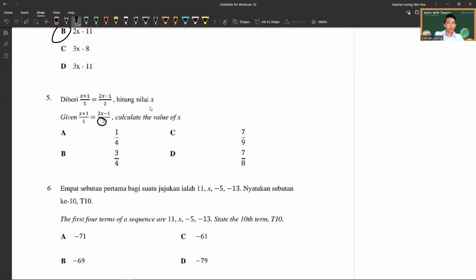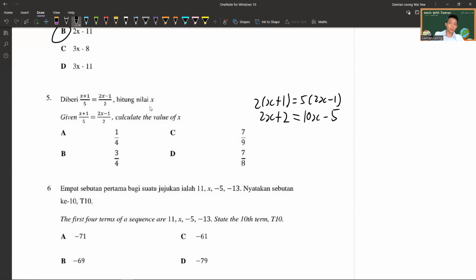So bring over this 2, divide becomes times. Bring over this 5, divide becomes times. So it will be 2 times x plus 1 equals 5 times 2x minus 1. Expand it. 2 times x, 2x, plus 2 times 1, 2. 5 times 2x, 10x, minus 5 times 1, 5.